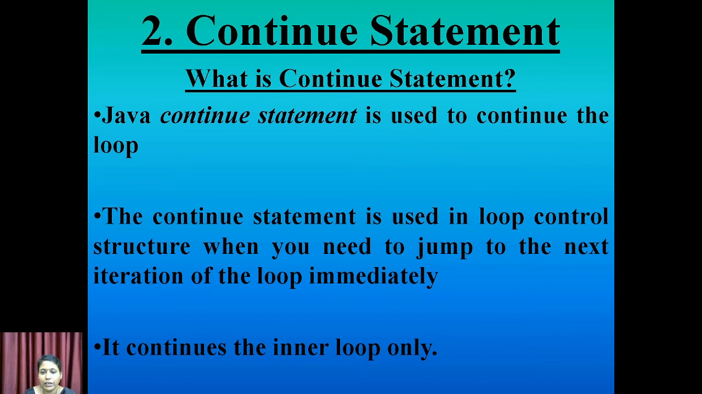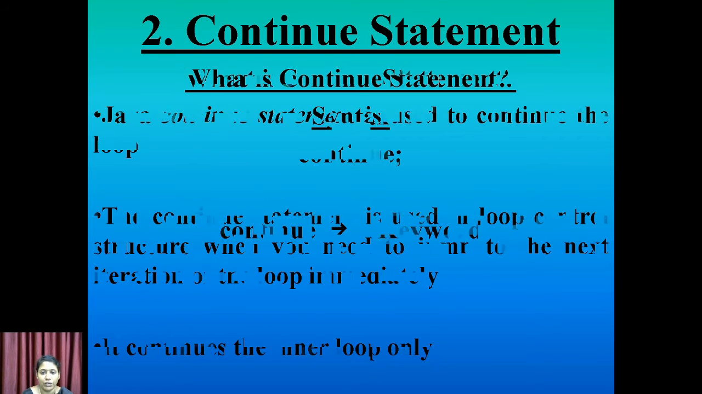And next we come to the continue statement. The Java continue statement is used to continue the loop. The continue statement is used in a loop control structure when you need to jump to the next iteration of the loop immediately. Whether the condition is true or false, the loop must be continued. So that is the continue statement. It continues the inner loop only.